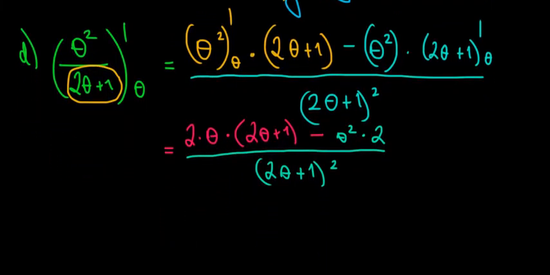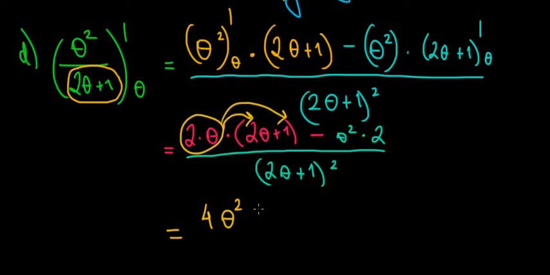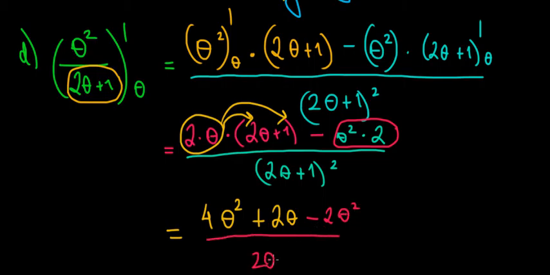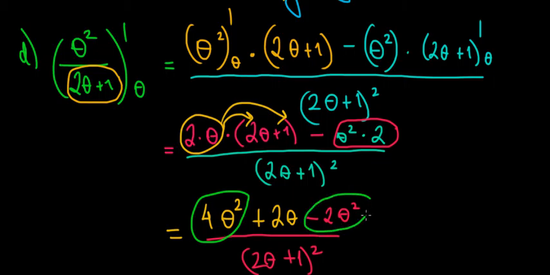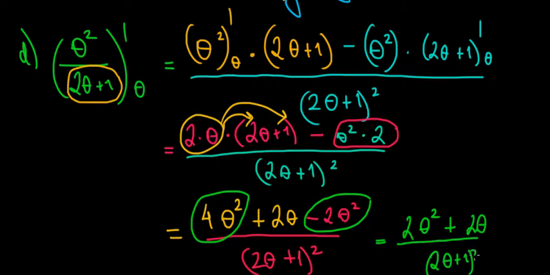What can we do? We can open the brackets over here. We can multiply 2 theta with 2 theta, so that becomes 4 theta squared, and then 2 theta times 1, so plus 2 theta, and then minus the other term, minus 2 theta squared from here, divided by 2 theta plus 1 to the power of 2. What else can we do? We can subtract these terms. 4 theta squared minus 2 theta squared is just going to be 2 theta squared plus 2 theta, divided by 2 theta plus 1 to the power of 2, and that would be it, and we are done.